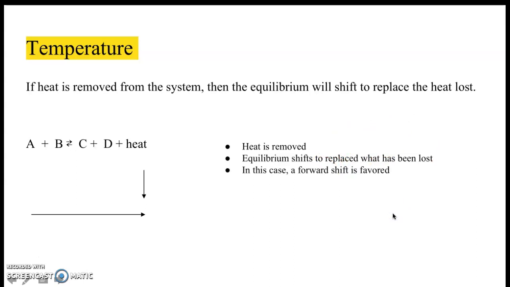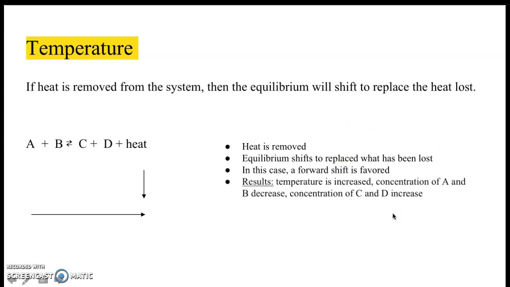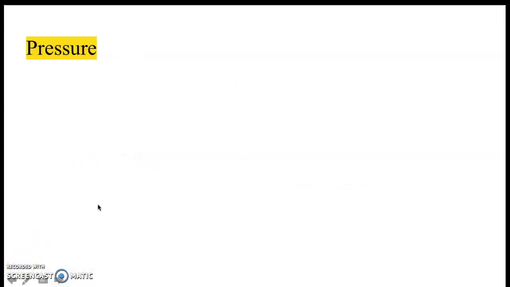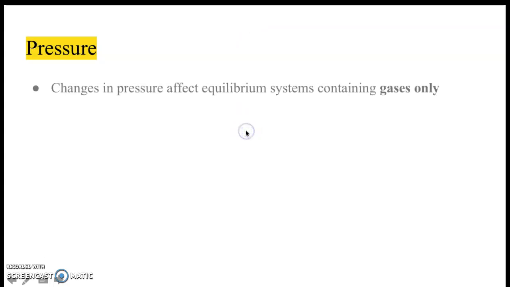So for this case, a forward shift is favored. Our result is our temperature is increased as heat is produced from the forward reaction. The concentration of A and B decrease because they're being used up to replace that heat. And the concentration of C and D also increase because A and B are going to produce everything on this side of the reaction. So temperature and concentration act pretty similarly in terms of how an equilibrium is going to react to a change in temperature and concentration. Pressure is a little bit different.